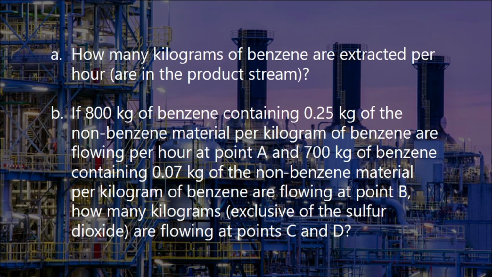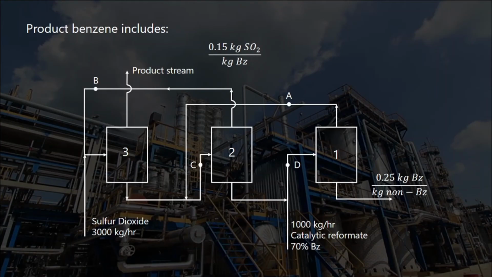And these are the questions asked in the problem. So this is our figure and also a process flow diagram. As you can see, we have two entering streams, namely the sulfur dioxide with a mass flow rate of 3000 kilograms per hour and our feed, which is the catalytic reformate, having a mass flow rate of 1000 kilograms per hour. We also have two outlet streams, our product stream containing 0.15 kilograms SO2 per kilogram benzene, and our waste stream containing 0.25 kilogram benzene per kilogram non-benzene.